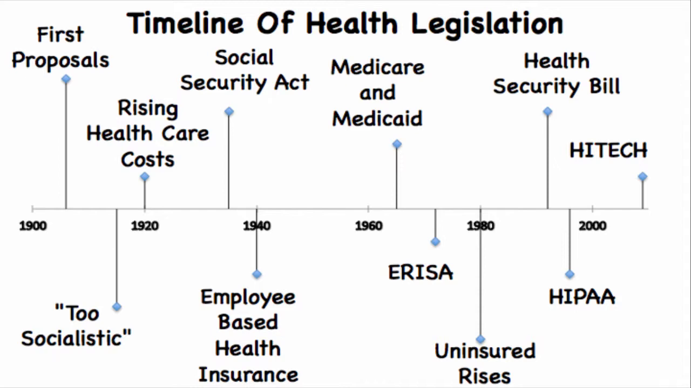In 1974, the Employee Retirement Income Security Act, or ERISA, was passed to regulate employee-based insurance as a failing economy was putting increased pressure on employees and employer benefits. During the 1980s and 90s, the number of uninsured began to rise, and in 1992, President Clinton drafted the unsuccessful Health Security Bill to give more power to employee and commercial insurance industries. Towards the end of the 1990s, HIPAA was enacted to protect patients' personal information, which would then lead to the HITECH Act.